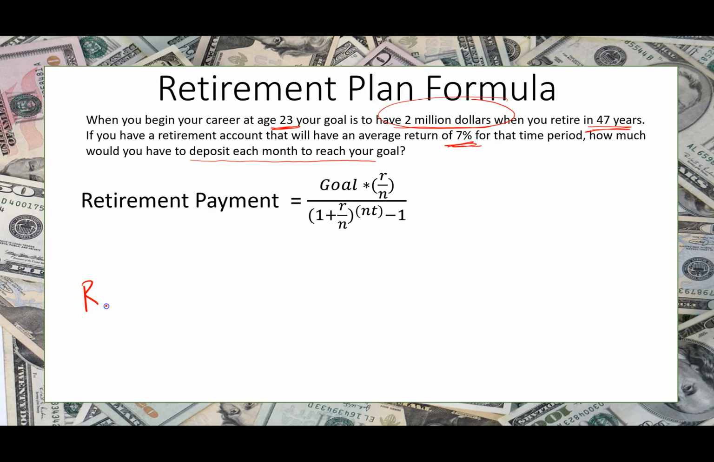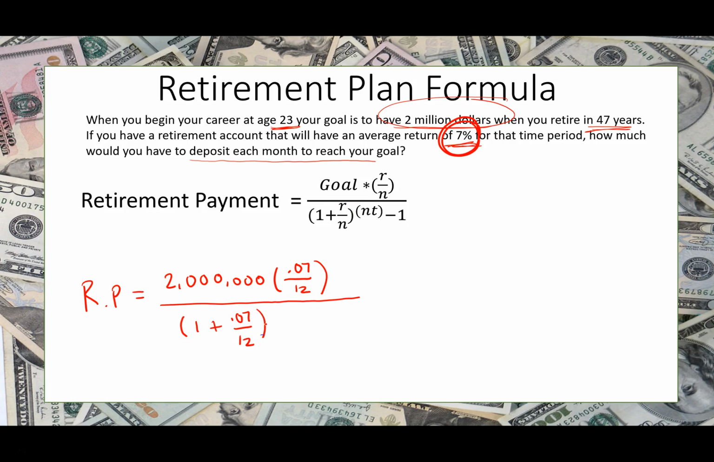So my retirement payment is going to have to be my goal, which is $2 million. This is how you write $2 million, times R, which is 0.07 in this example, still divided by 12 because we're doing monthly payments, divided by 1 plus, again, my rate is 0.07, divided by 12, to the power of 12 times 47 years. And then don't forget your minus 1.